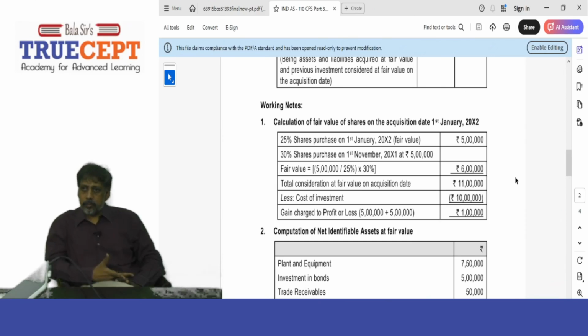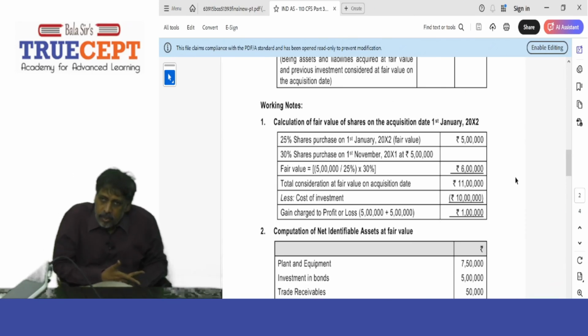So total consideration at fair value on acquisition date, that is total 11 lakh. I don't agree with that. It should be only 5 lakh consideration. And what is 6 lakh? It is a fair value of previously held equity interest in the acquiree. Don't add both and say 11 lakh. It's only 5 lakh that is a consideration, and 6 lakh is para 32A subdivision 3. So don't make a total, just show 6 lakh.